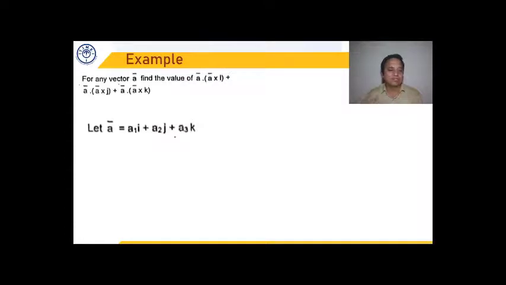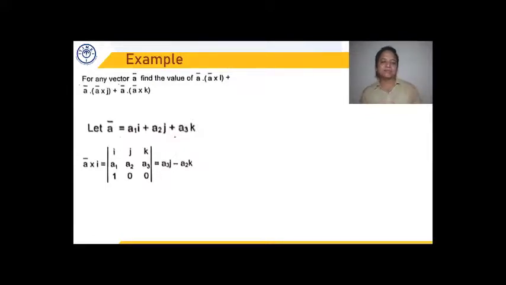So first we have to assume what the vector A is. Let vector A be A1I plus A2J plus A3K. So can we say A cross I? A cross I is the determinant with IJK as the first row, A1, A2, A3, and the I vector has coefficients 1, 0, 0. If we expand along the third row, it becomes easier. It becomes A3J minus A2K. This is A cross I. It becomes easier to expand along the third row as two entries are 0 in that row.